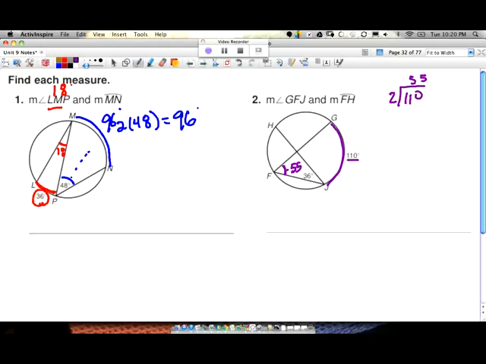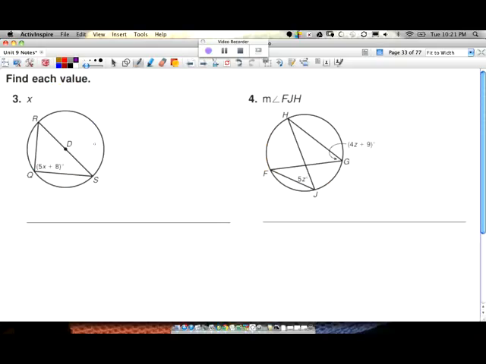The next one that they're asking us about, let's do it here in brown, is the HF arc, or FH, I guess they put it the other way, but it's the same thing. The angle is 36 degrees, so the arc's going to be double that, which is 72 degrees. Cool, so it was 72 degrees, and GFJ was 55 degrees. We got all the answers there. All right, let's see what else is going on with this.